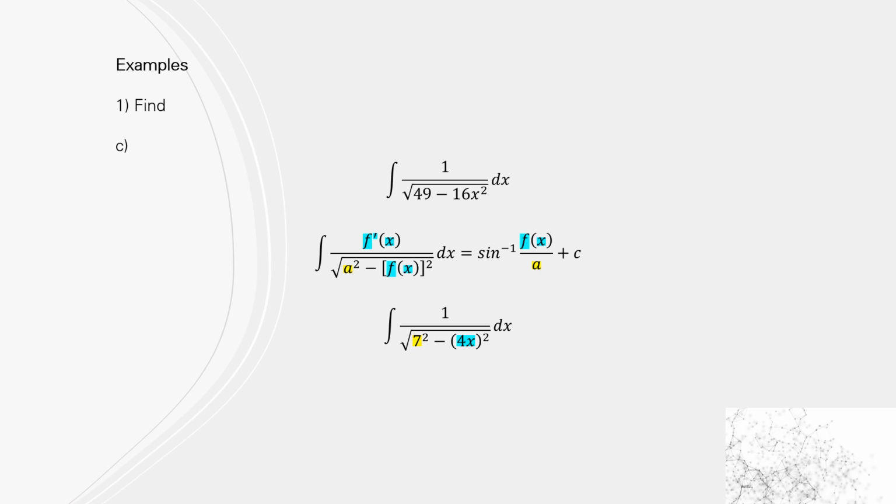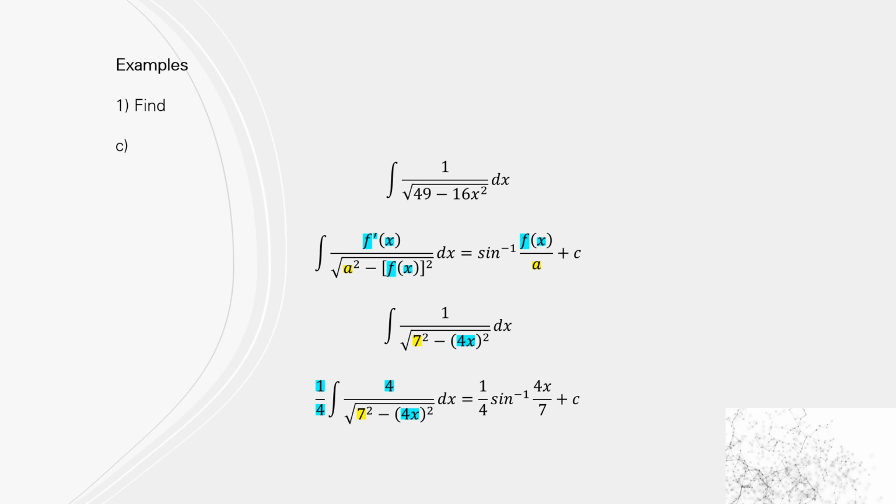The third one is 1 over the square root. So we know this becomes sine minus 1. So once again, writing 49 in the form of a squared, that's 7 squared, and 16x squared in the form of some function squared. So 16x squared is 4x all squared. Note I need the f dash of x on the top, so I need 4 on the top. And once I have that, I can then move straight into the sine minus 1 rule.